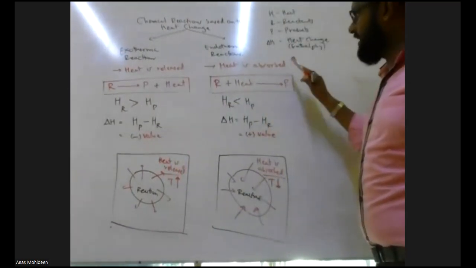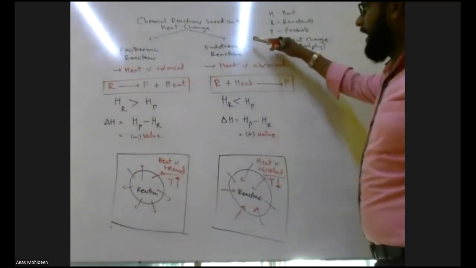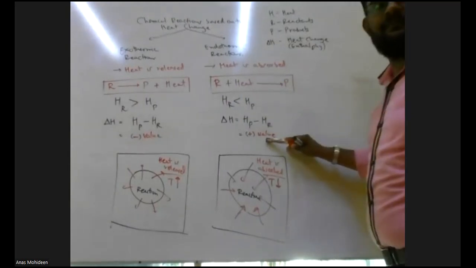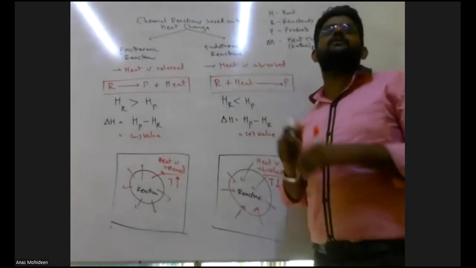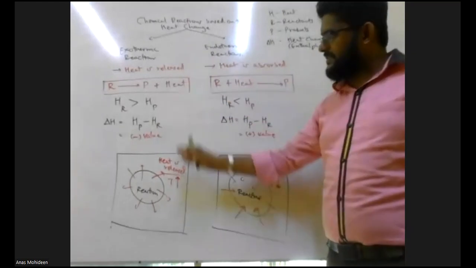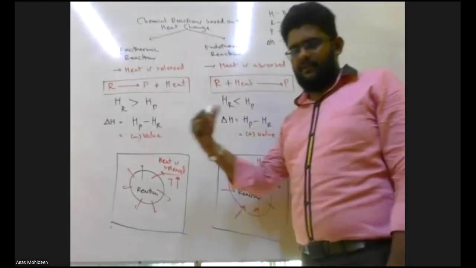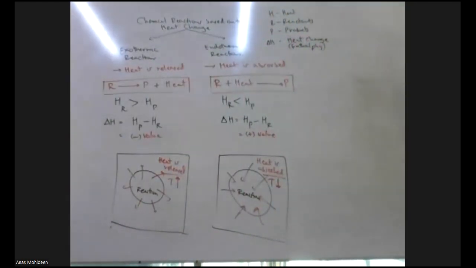Endothermic: absorb energy, products more, plus value, positive value. So these are the four key points you have to remember to compare. Totally clear? So during exothermic, temperature increases; during endothermic, temperature decreases. We'll make a note in the writing book. Take it separately on one page, because after this we have to draw energy level diagrams.